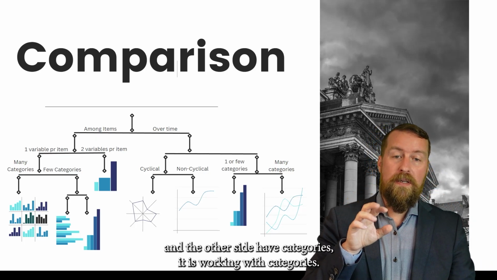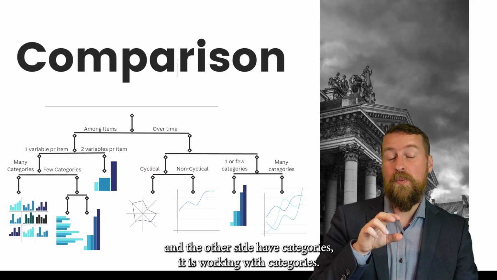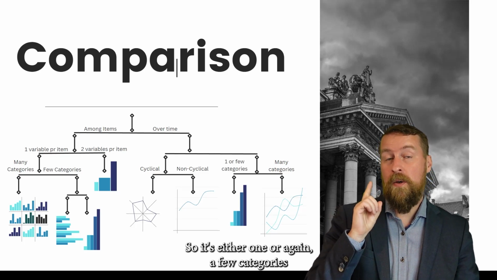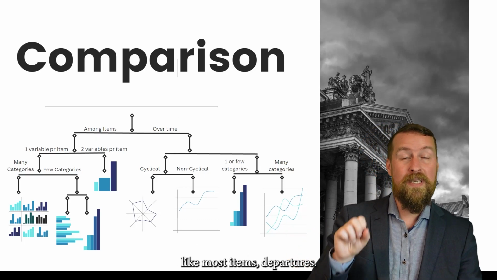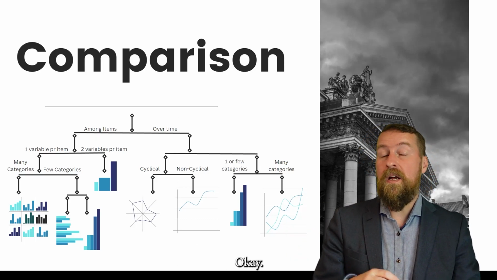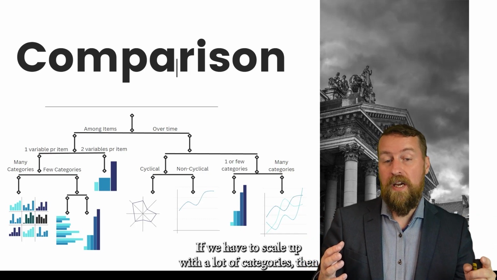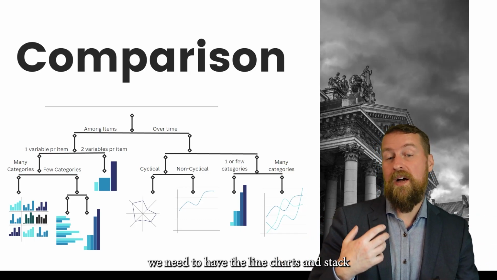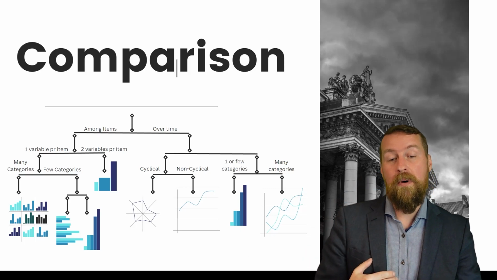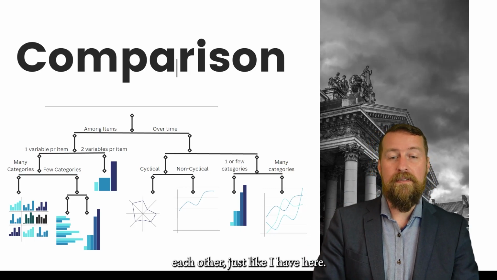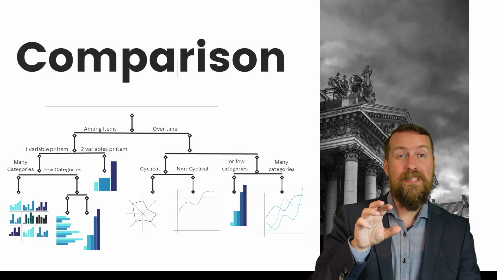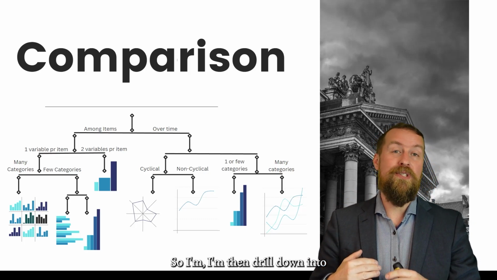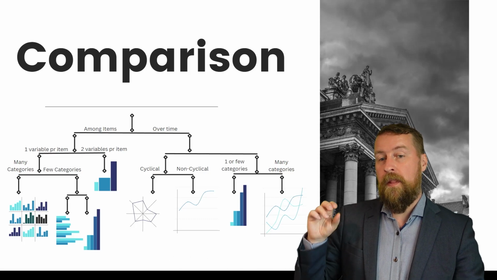If we on the other side have categories and are working with categories over time, one or again a few categories amongst our items, the bar charts, okay. If we have to scale up with a lot of categories, well, then we need to have the line charts and stack them above each other, just like I have here. So comparisons, items, time, and then drill down into it.